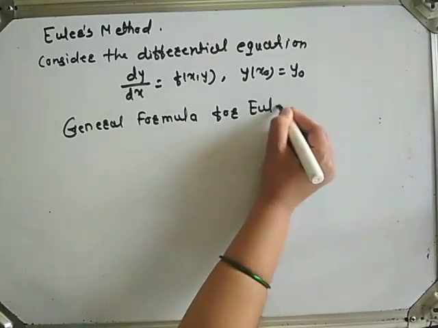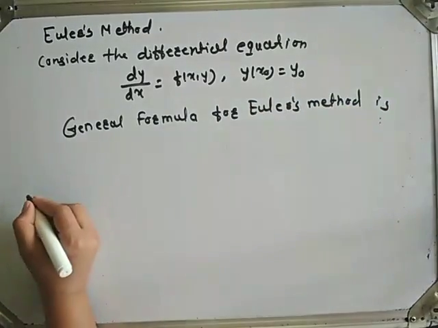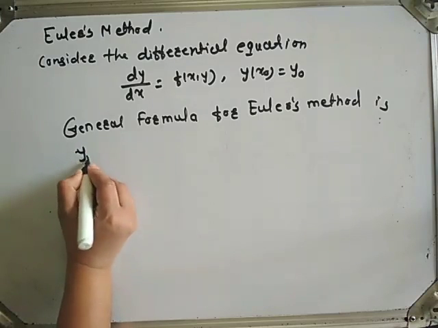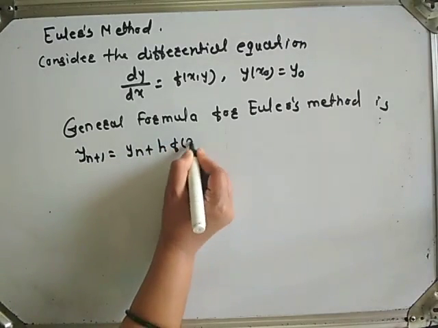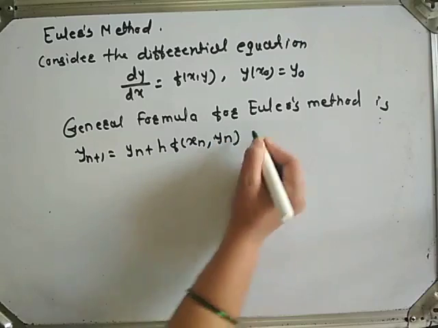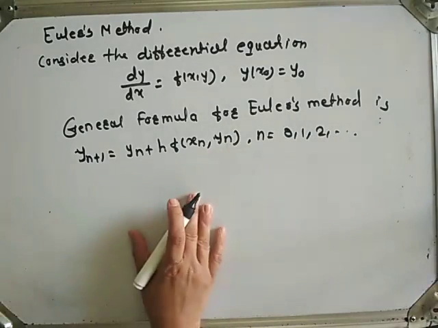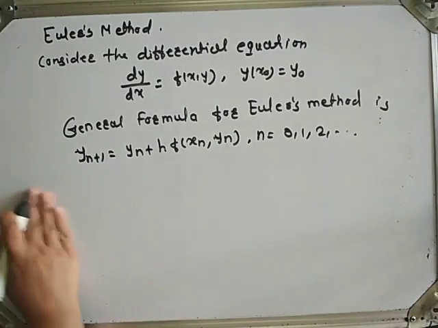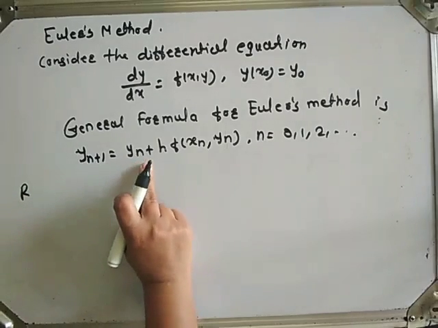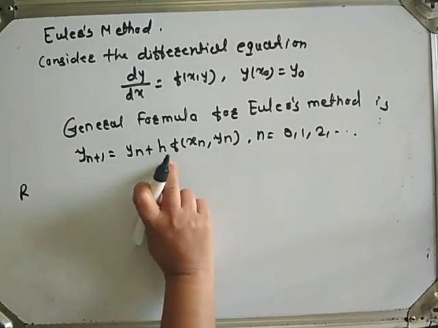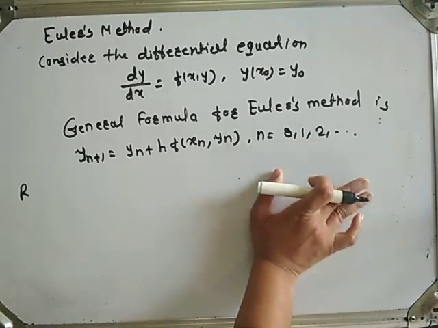The general formula for Euler's method is y(n+1) is equal to yn plus h into f of xn comma yn, where n runs from 0, 1, 2 and so on. What is the formula? y(n+1) is equal to yn plus h into f of xn comma yn, where h is the interval of differencing.